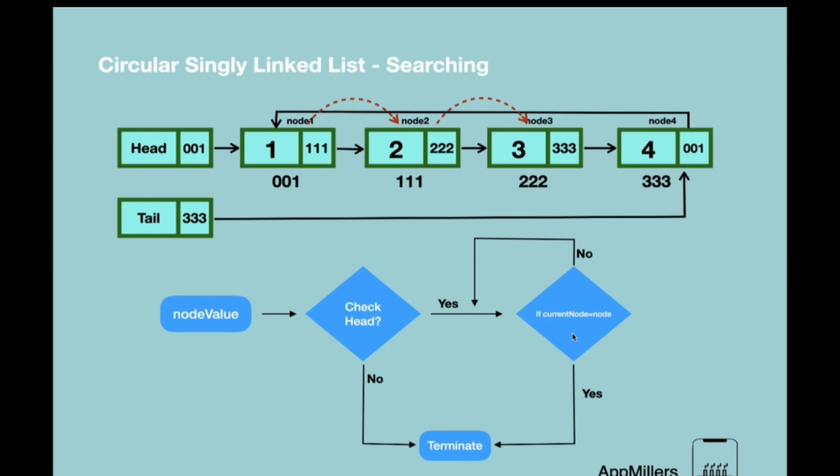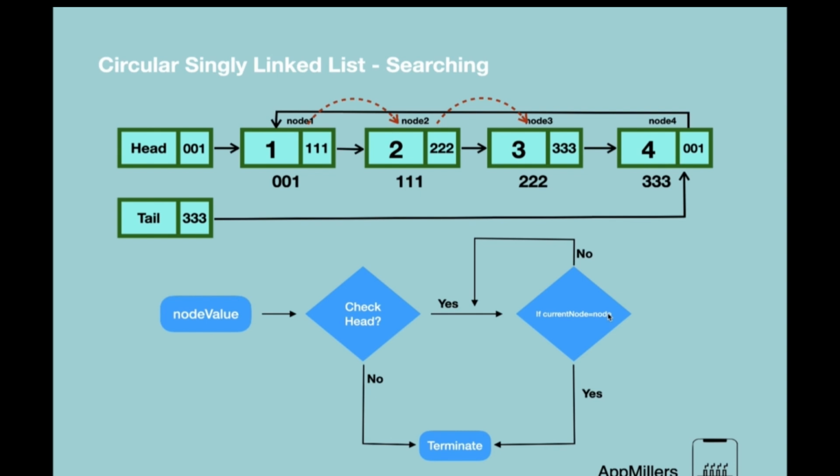Inside the loop we have an if condition, and with the if condition, we are checking if the current node is the node that we are looking for or not. If yes, we terminate our algorithm. If no, we continue our loop until we find the node. When we reach the last node, we stop over there. Because if we don't stop at the last node, then inside a circular single linked list, we will have an infinite loop. So let's see how this works in practice.